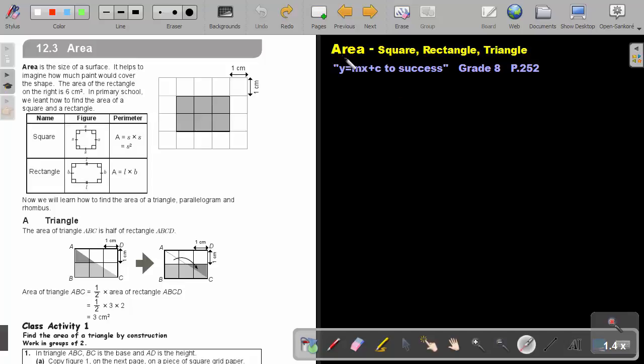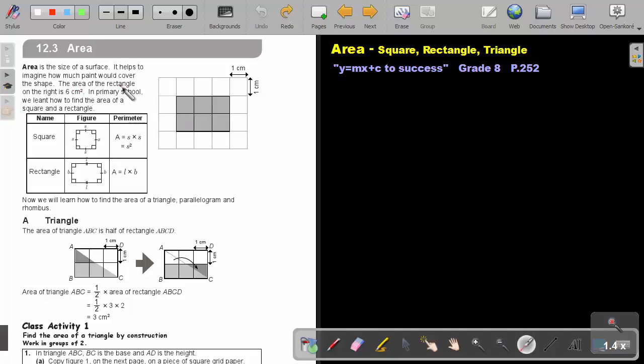Part 8. Area of square, rectangle and triangle. You will find this on page 252 in the Namibian Mathematics Grade 8 textbook. Area. Area is the size of a surface. It helps to imagine how much paint would cover the shape.